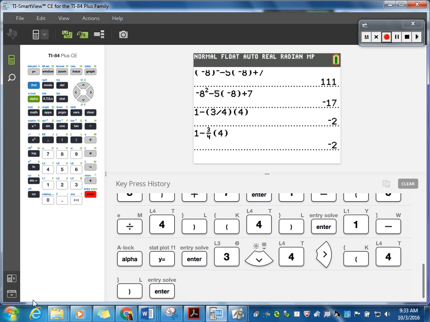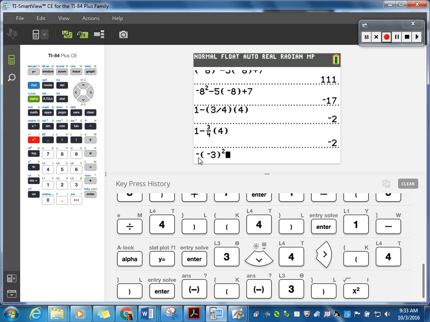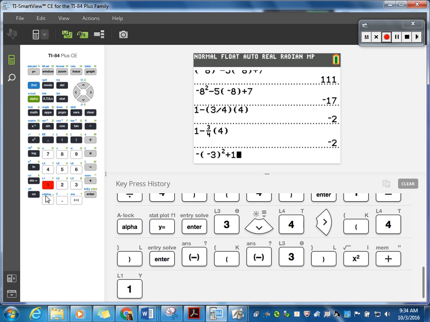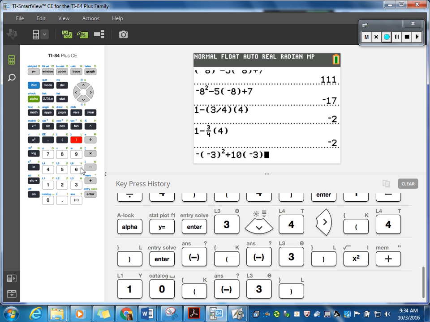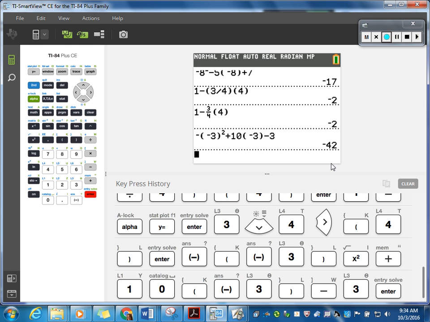All right, number 5. Number 5, we have g of x equals negative x squared plus 10x minus 3. Notice the negative is already there, so that needs to go first. Then we're going to plug in the -3 in for x. So I want to leave this negative sign out there because that is in my function. Plus 10, and then parentheses -3. Remember, that's multiplication there. And then -3 again. And so we get -42.